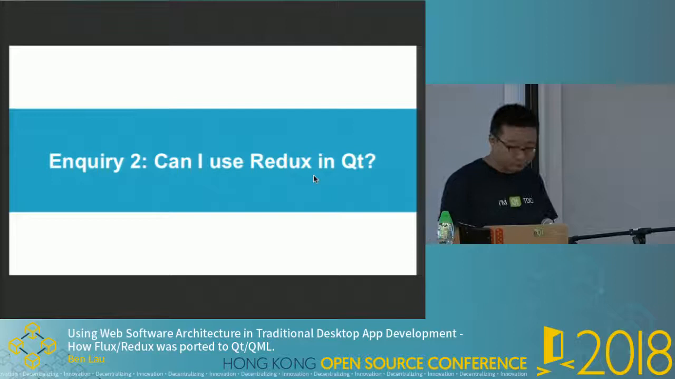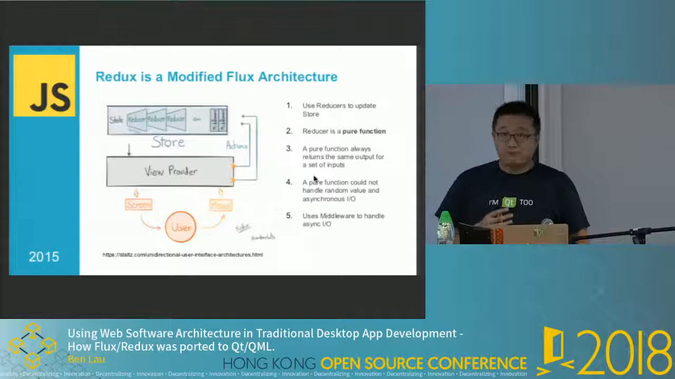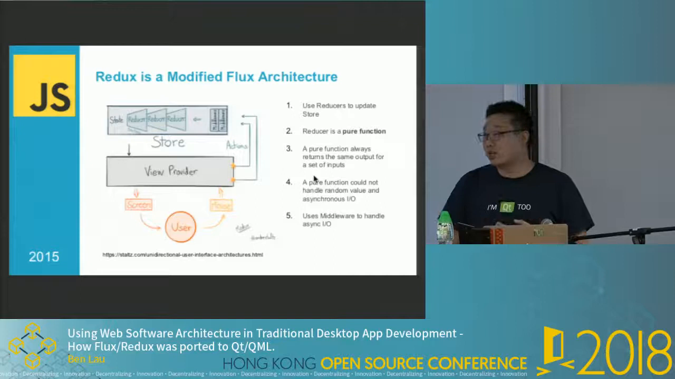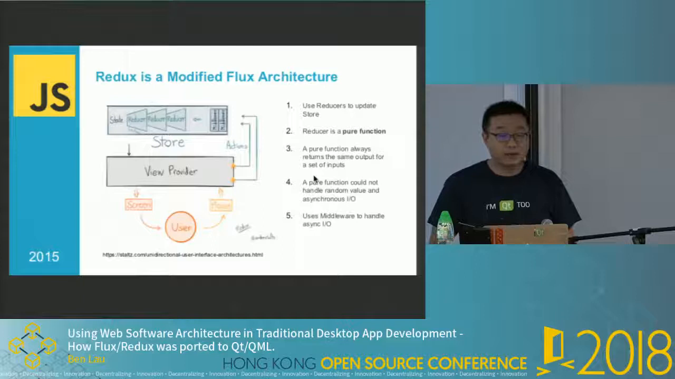Redux is a modified Flux architecture. In fact, I would say the concept of Redux is more complicated than Flux itself, so it would be very difficult to explain the whole idea here. So I'll just briefly explain this architecture. Basically, there's something called a reducer to update the model, and the reducer is a pure function.